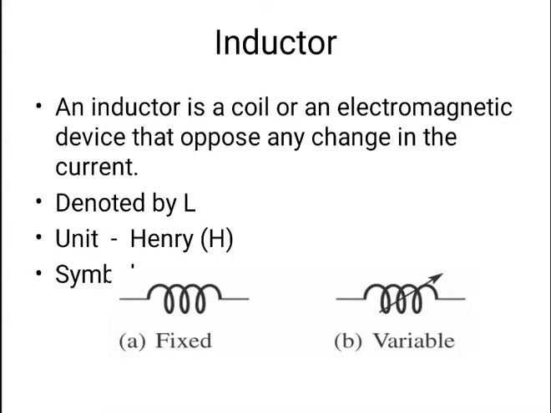Now why is it denoted by L, why not by I? Because I is the denotation of the current, so this can create confusion. That's why, to denote inductor, we use L. The unit is Henry. The symbol, as you can see, is like a coil. There are two kinds, one is fixed and the other is variable. If you see the arrow, it becomes a variable. So this is the basic thing about the inductor.